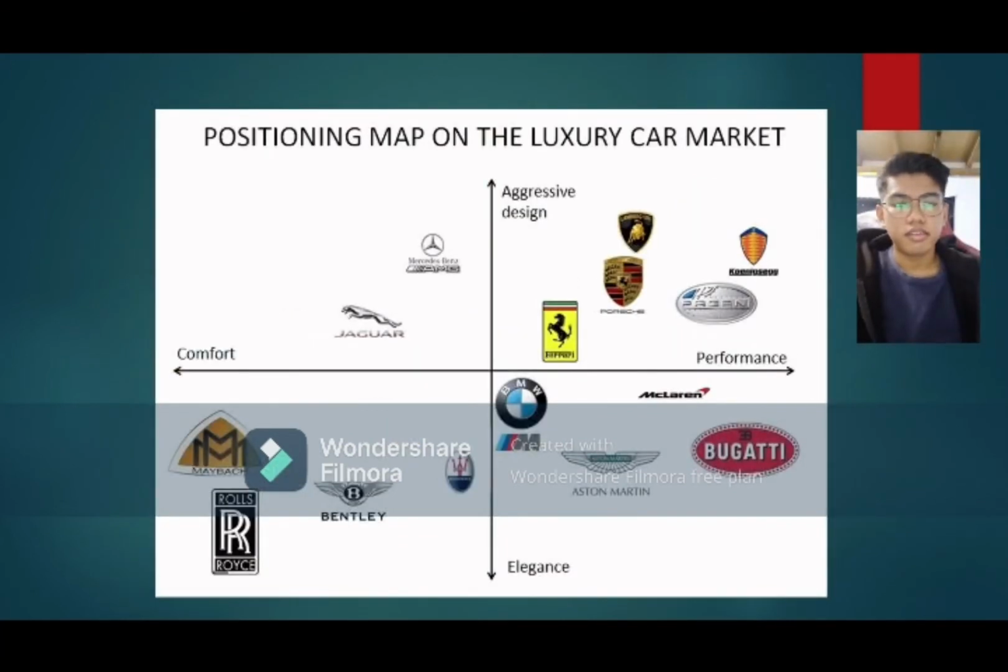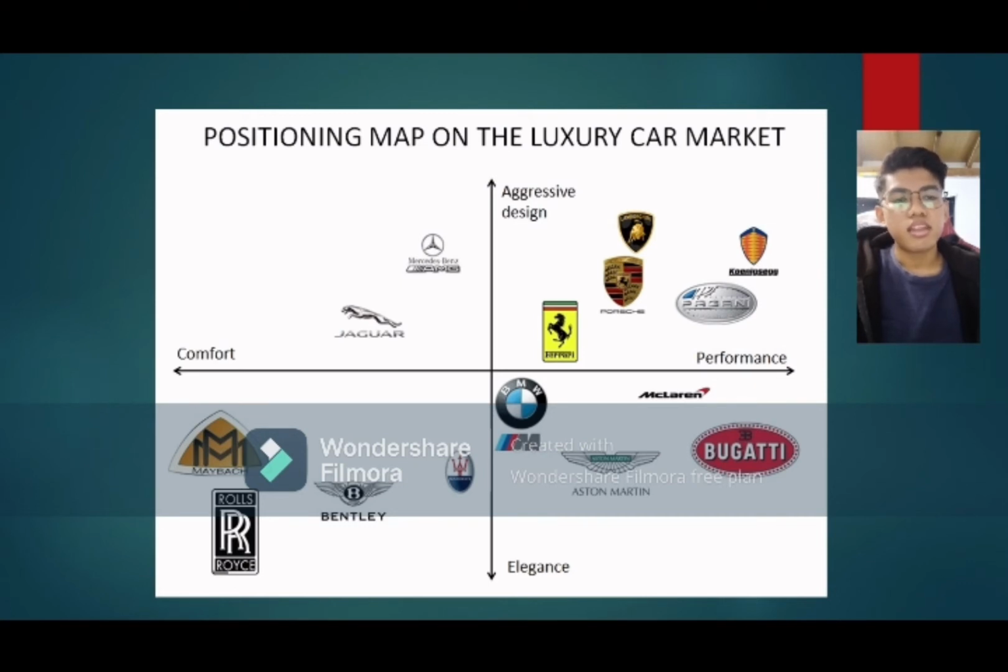So this is the second example, where there are four factors that determine the position of a car brand: aggressive design, performance, elegance, and comfort. Each of these factors is at each end of the axis and will determine the position of a car brand.